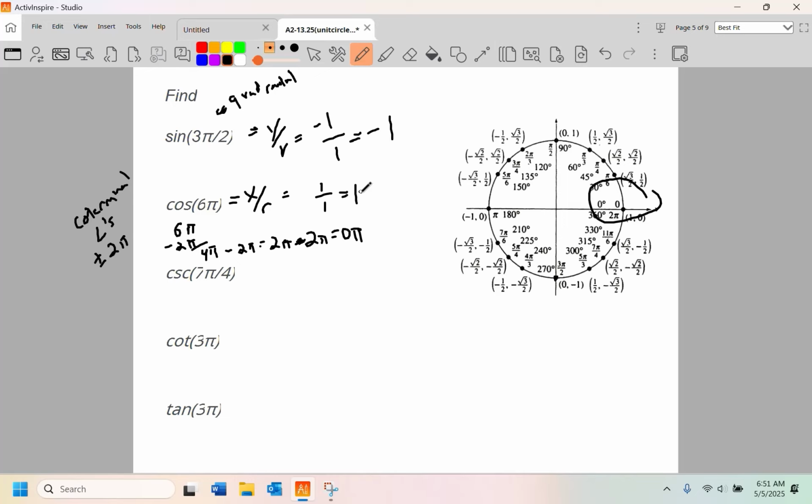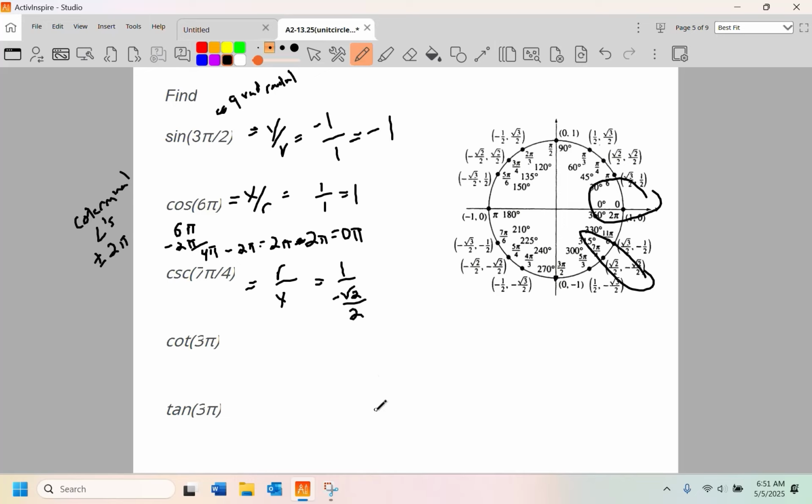Cosecant 7 pi over 4 is going to be right here. Now, in addition to the cosecant ratio being hypotenuse over opposite, the cosecant ratio is also the r value, the radius of the circle, over y. And the unit circle has a radius of 1, and the y coordinate here is negative root 2 over 2.